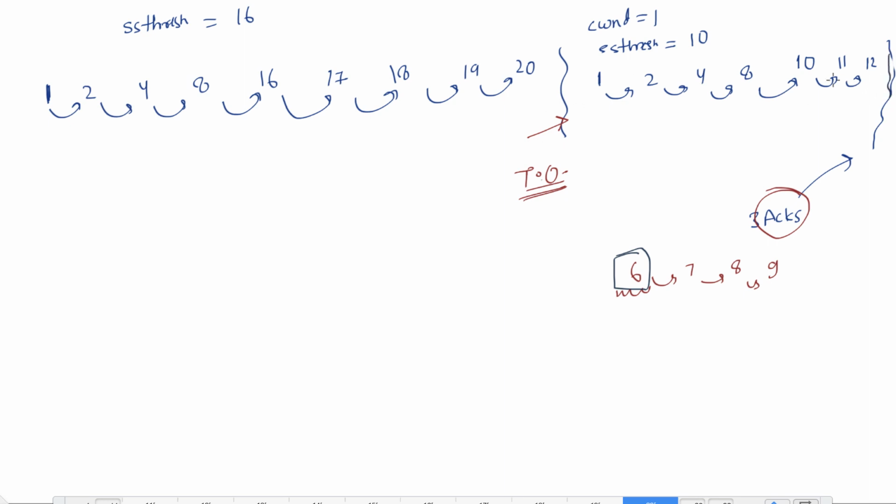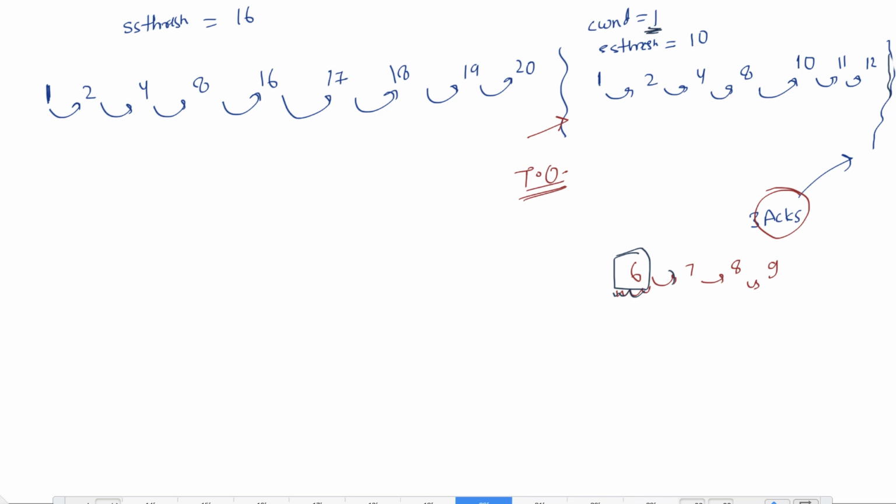If you are getting a timeout, your congestion window will be just 1, and you will start with slow start because the congestion window is 1. The name itself says you are starting slow, which means the congestion window is just 1. But in case of 3 ACKs, your congestion window will be half of the current congestion window, and then you will be increasing linearly 6, 7, 8, 9, like that. I hope you got it.